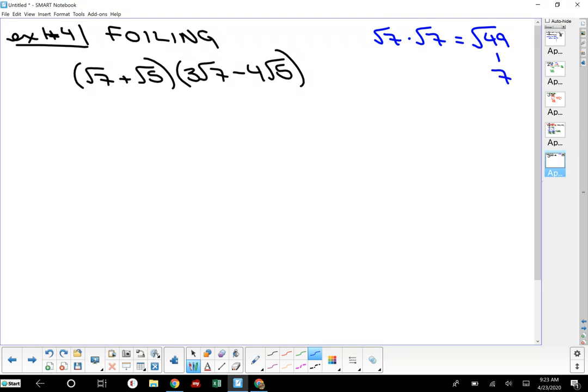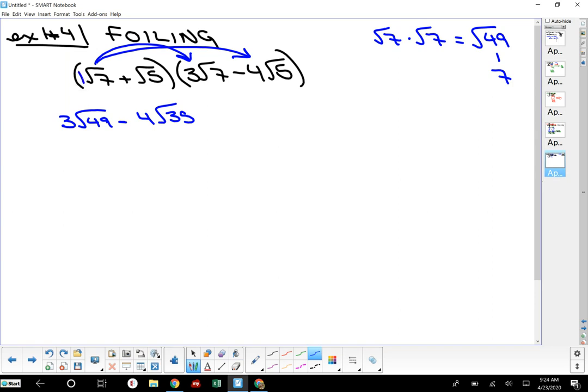So I'm going to do this longhand for this one, but I may not continue to do that. And what I mean here is when I multiply this first term, rad 7 times 3 rad 7, I would just say it's 3 times 7. But I'm going to actually do the multiplication here for you guys that need this shown. So this is going to be a 3 radical 49. And then I'm going to multiply the rad 7 by the negative 4 rad 5. So that's going to be negative 4 radical 35.